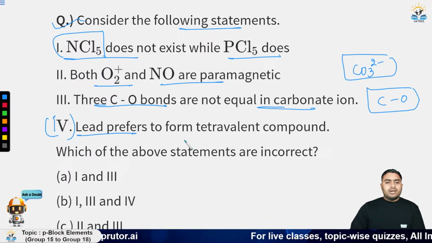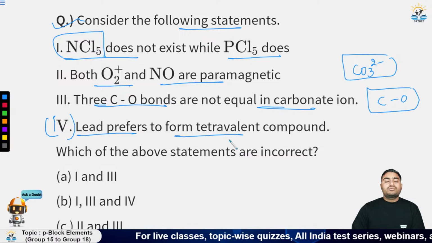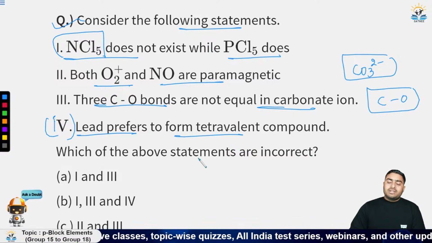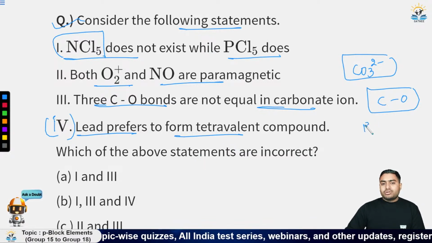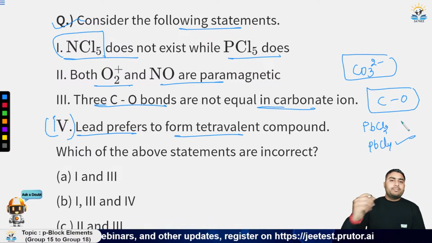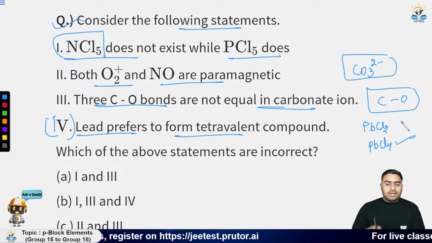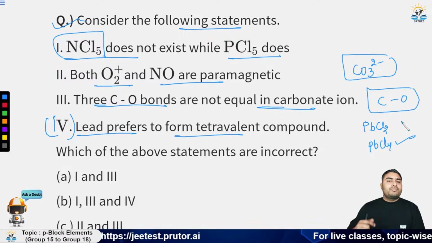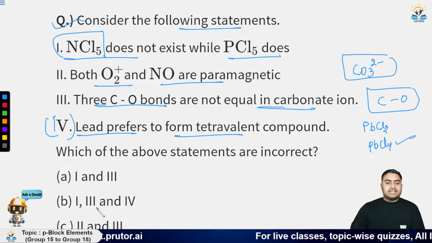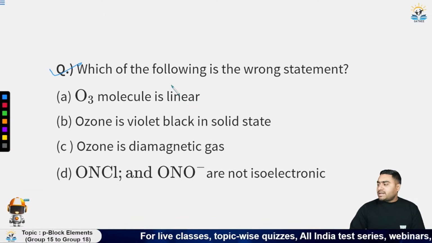And the fourth one is: lead prefers to form tetravalent compounds. Is that true or not? That means out of PbCl2 and PbCl4, the statement is saying that lead will prefer PbCl4, not PbCl2. Why? If it is correct, then you understand the concepts, and if it is not correct, you have to choose the answer very clearly. So the next question you have to complete as homework.